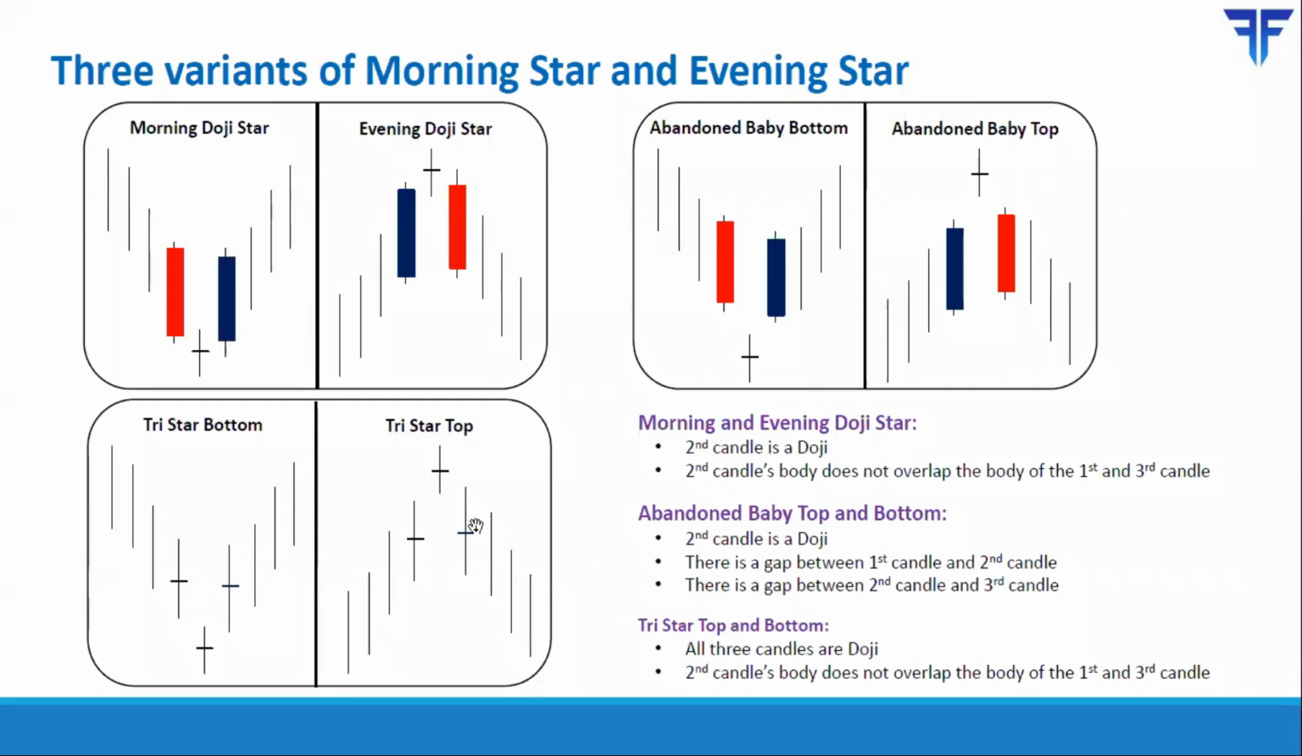The opposite of tri-star bottom is something that's called tri-star top. Again, it's a bearish reversal pattern comprising of three dojis. The body of the second doji must be above the body of the first doji as well as above the body of the third doji. Again, these three patterns are relatively rare, especially the abandoned baby bottom and top and the tri-star bottom and top. Morning and evening doji star do occasionally appear, but they are not as common as morning and evening star.